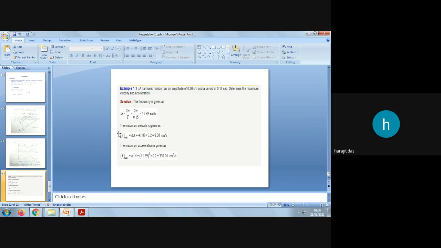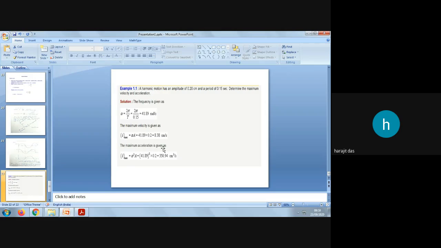So the maximum value of this velocity will be omega A, or A omega. You need to put in the value of omega, which you find from the given values. Omega equals 2 pi by T, so 41.89 radian per second. So the maximum value of x dot will be omega A.